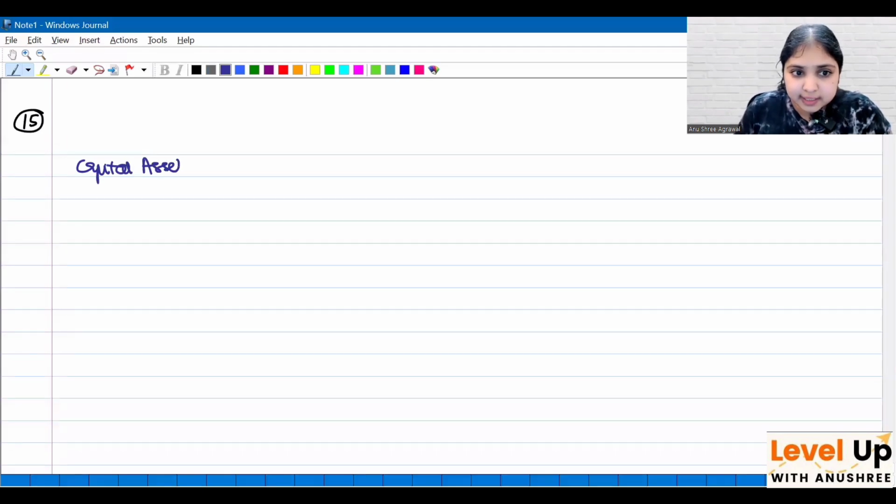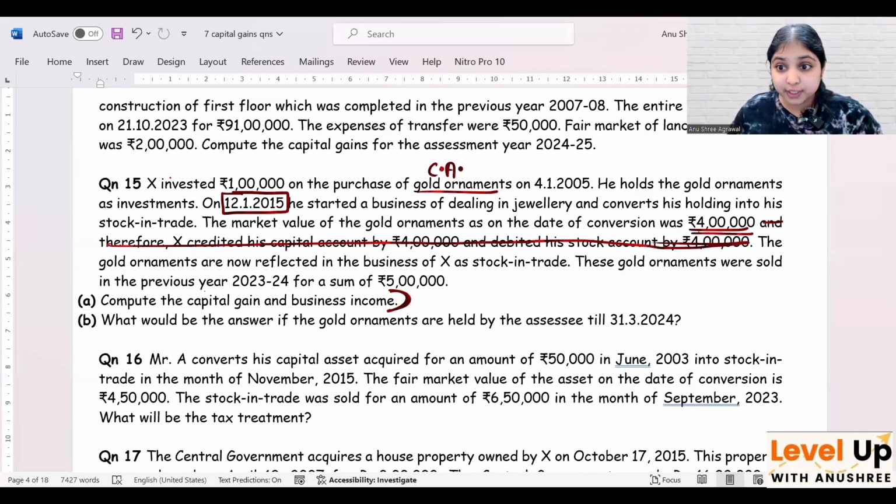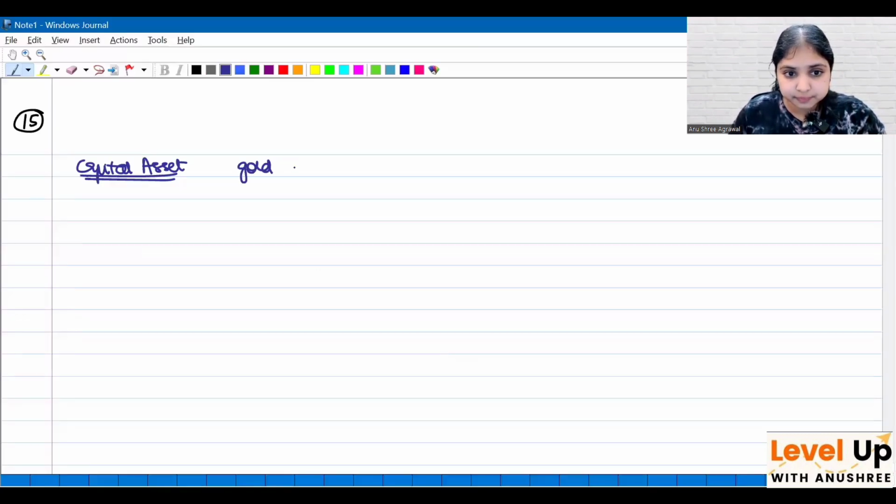What is the capital asset in this question? What are we transferring? What are we converting? We are converting capital asset into stock in trade, right? What is our capital asset over here? What are we transferring? Gold ornaments.